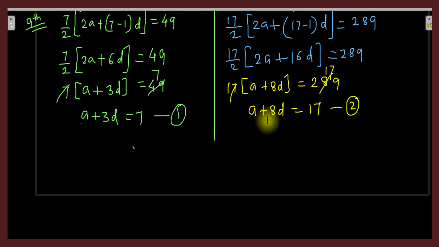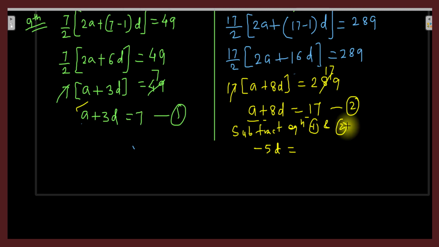Now we will solve equation number 1 and equation number 2 simultaneously. So subtract equation 2 from equation 1. The signs will change: this will become minus, this will become minus, and this will become minus. So a and minus a will become 0, so a will get eliminated. Then 3d minus 8d will be minus 5d.